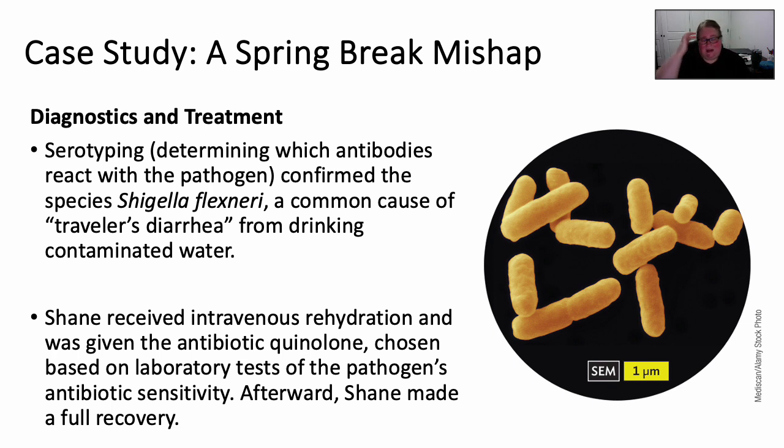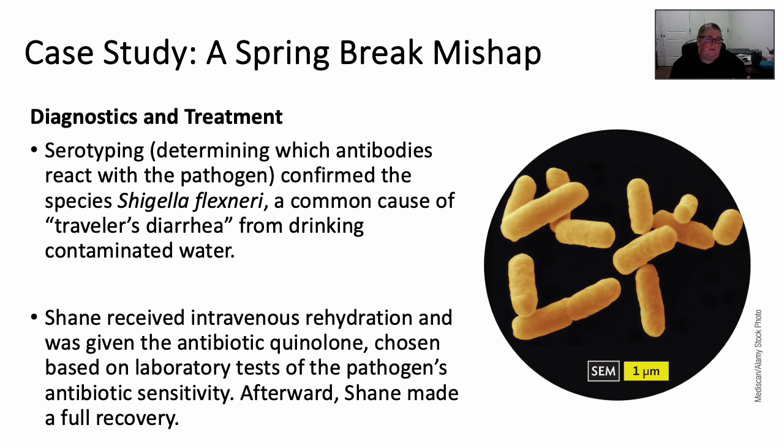Okay, so because he's severely dehydrated, Shane's going to get IV rehydration therapy. And one of the things they're going to do is they're going to run a series of tests based on the specific strain of Shigella that Shane has. So they're going to grow it on a plate, and they're going to use little antibiotic discs in order to see which antibiotic works the best on this pathogen. So they're going to test the pathogen's antibiotic sensitivity.